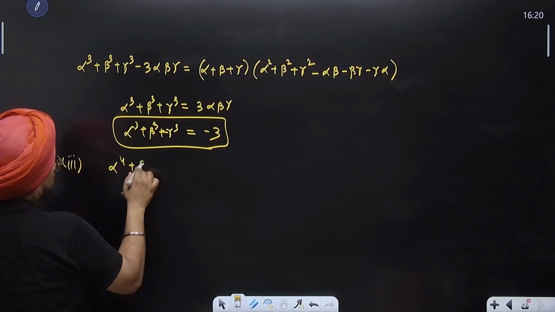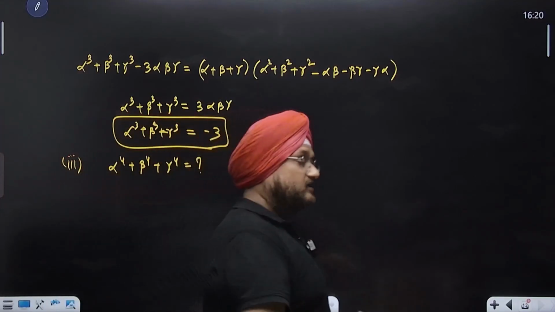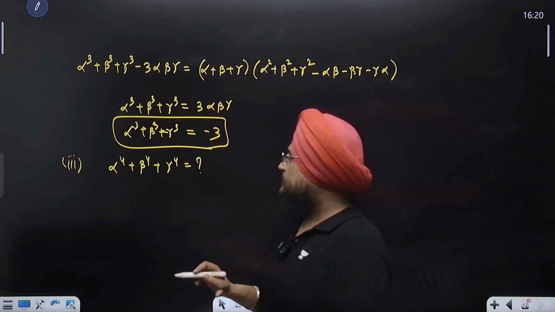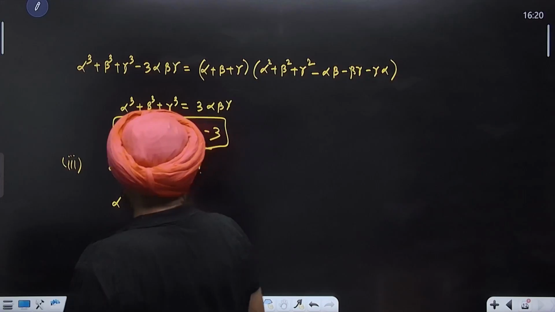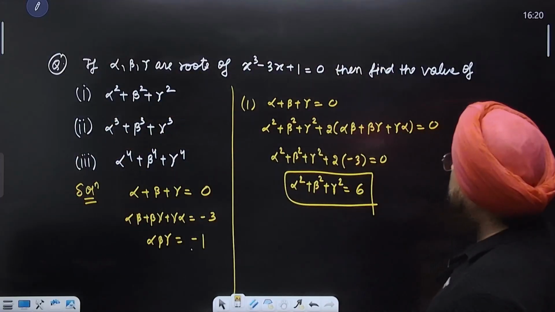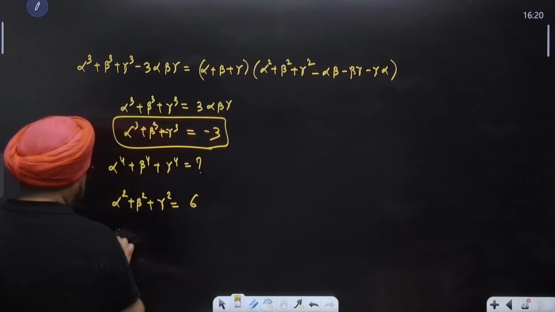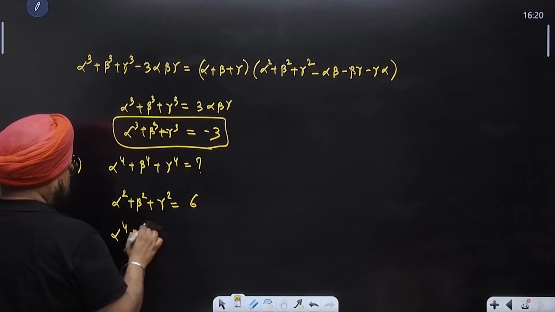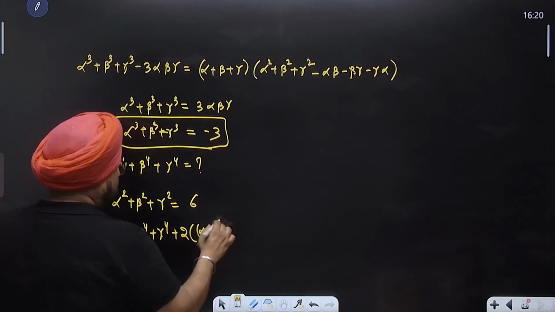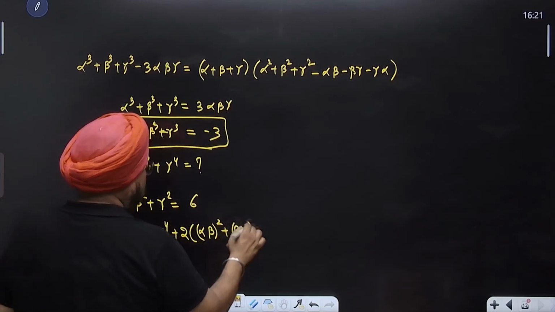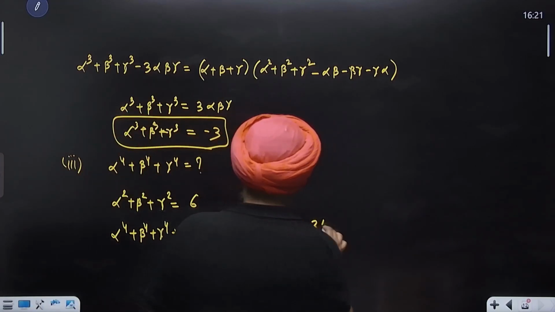Now for the third part, alpha power 4 plus beta power 4 plus gamma power 4. In the first part, we have found alpha square plus beta square plus gamma square is equal to 6. Square this: a square plus b square plus c square plus 2ab, 2bc, 2ca is equal to 36.